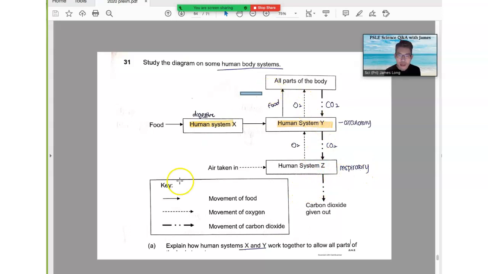Whenever you see a diagram like this, the legend or the key is very important. The different kinds of arrows show you the different things that are being transported inside. This arrow shows food being transported. This one shows oxygen being transported. And this bold line followed by dash and bold line represents the movement of carbon dioxide.